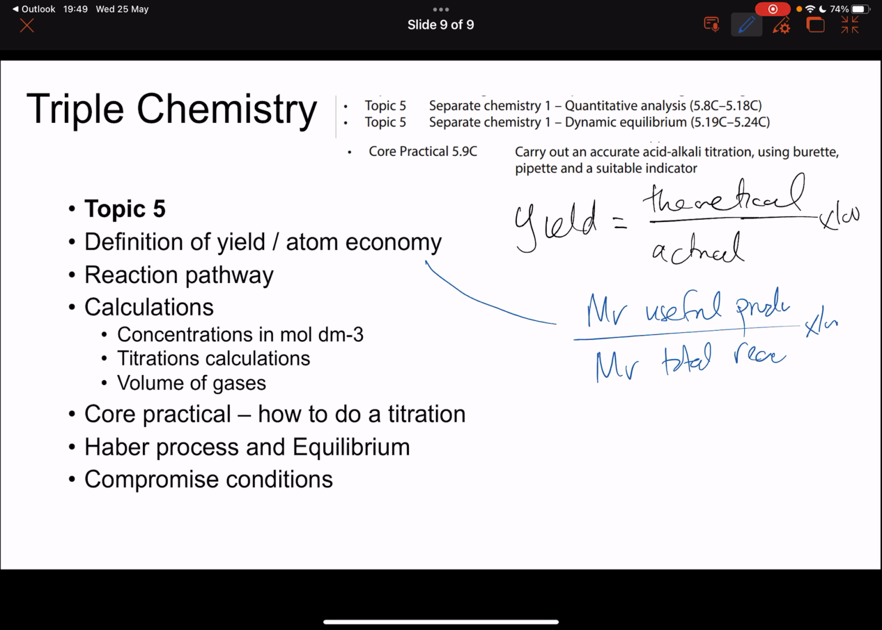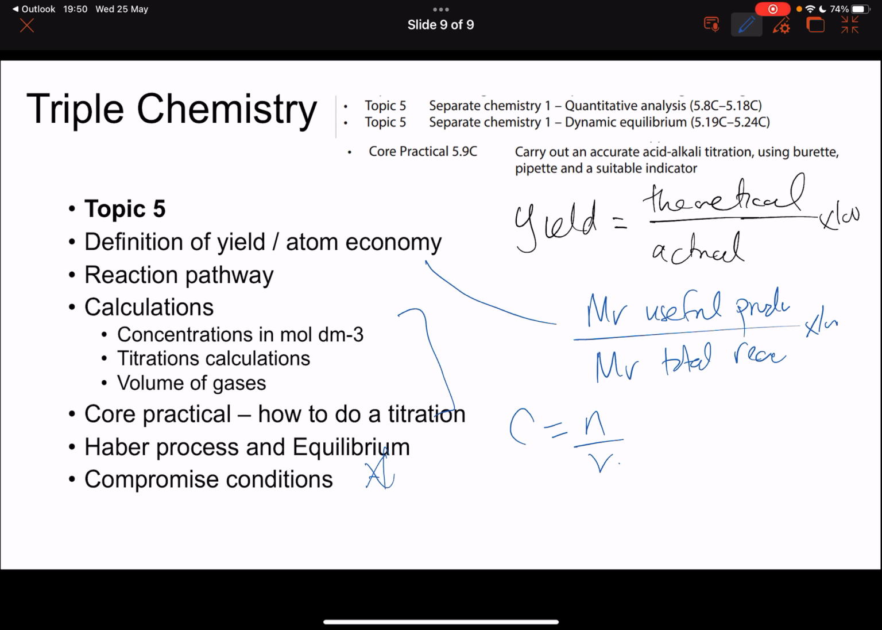Now, two important things I want to focus on: calculations, including the titration practical, and then the Haber process, which is equilibrium. So the formula for concentration you also need to know is concentration is moles over volume.